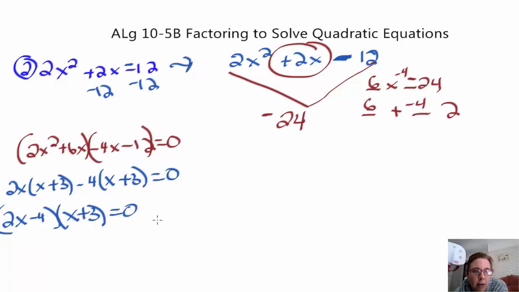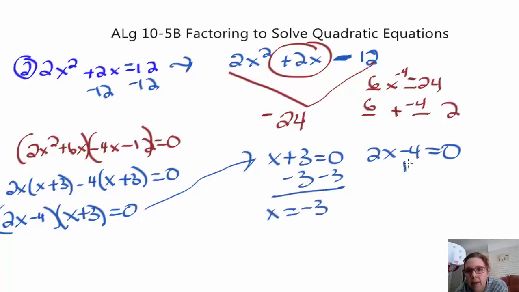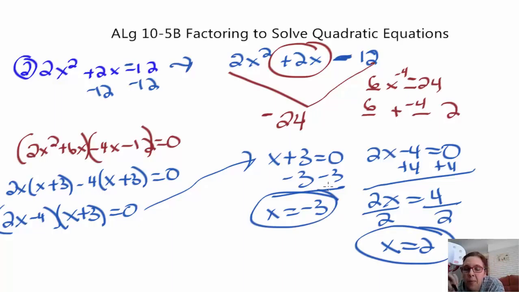Okay, now we set them equal to 0. I'm going to bring it over here. X plus 3 equals 0, and 2x minus 4 equals 0. We subtract 3. X equals -3, and we add 4. 2x equals 4. Divide by 2. x equals 2, and x equals negative 3. Those are your answers. Okay, so remember what that means is that is where, if you were to graph this, the parabola would cross the x-axis at negative 3 and 2.